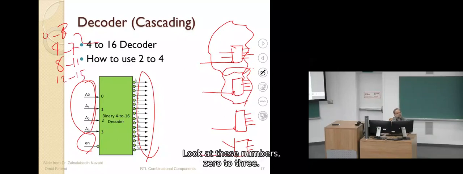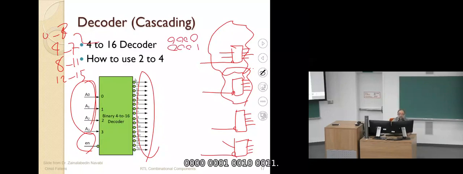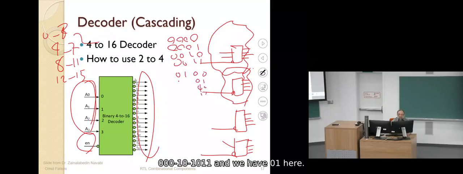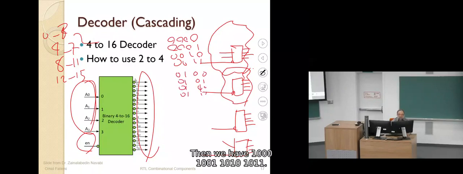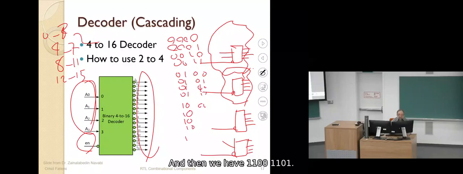So look at these numbers, 0 to 3. Let me write the numbers. 0, 0, 0, 0, 0, 0, 0, 1, 0, 0, 1, 0, 0, 0, 1, 1. Then we have 0, 1 again. 0, 0, 0, 1, 0, 1, 0, 1, 1, and we have 0, 1 here. Then we have 1, 0, 0, 0, 1, 0, 0, 1, 1, 0, 1, 0, 1, 0, 1, 1. And then we have 1, 1, 0, 0, 1, 1, 0, 1, 1, 1, 1, 0, 1, 1, 1, 1.